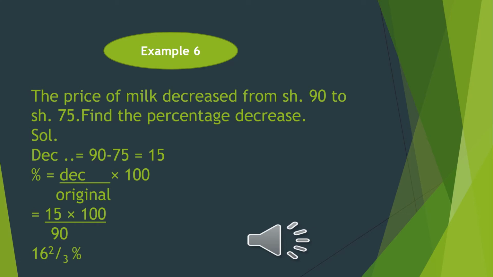Example for the day: the price of milk decreased from 90 shillings per liter to 75 shillings per liter. Calculate the percentage decrease. So was there any decrease? Of course, yes. If you subtract 75 from 90, you will get the decrease was 15. Formula: percentage decrease equals to decrease over original times 100. So what is 15 over 90 times 100? Let's simplify. 0 and 0, they cancel one another. By 3 there is 3, by 3 is 5, so it is 50 divided by 3. And if you divide using your long division method, you'll get 16 and 2 over 3%.